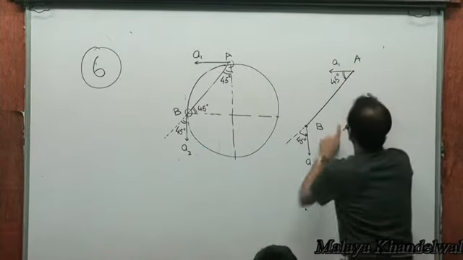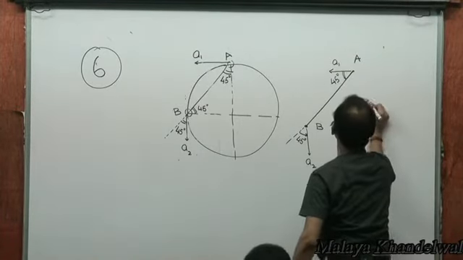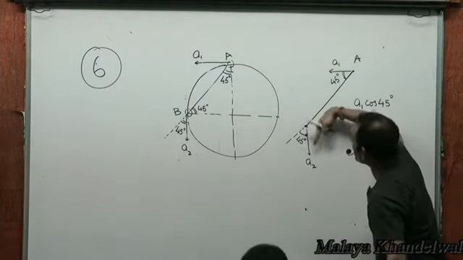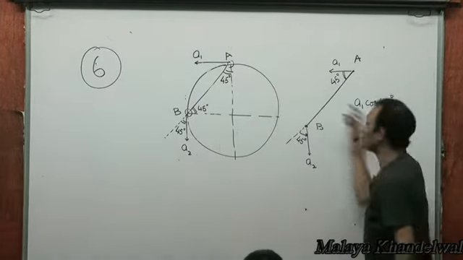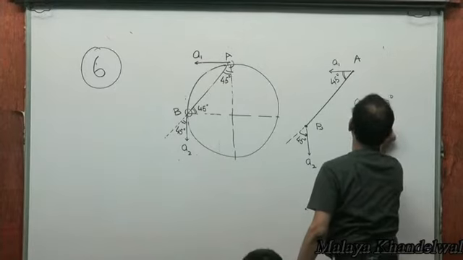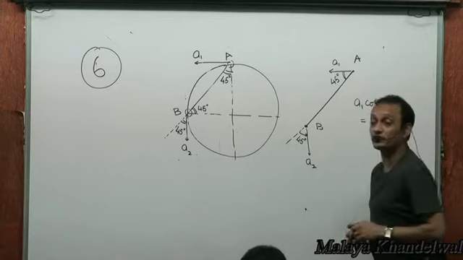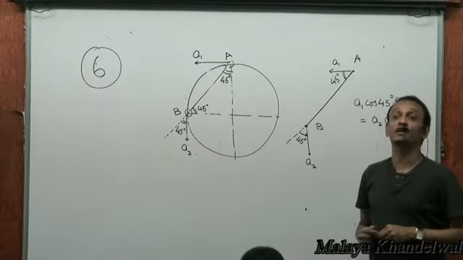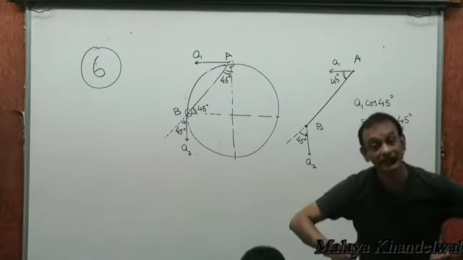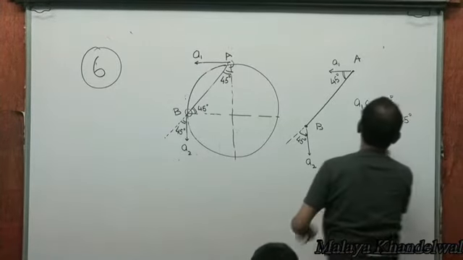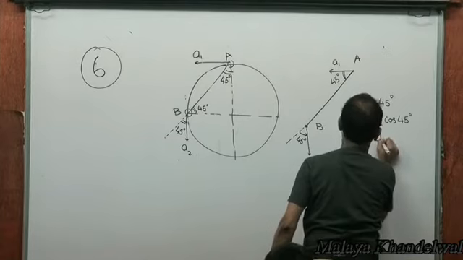What's the acceleration of A along AB? a1 cos 45 degrees, right? What's the acceleration of B along AB? a2 cos 45 degrees. And they two must be equal. Why? Inextensibility of the string. Their relative accelerations, their relative velocities along AB must be 0, right? So, which causes a1 to be equal to a2.